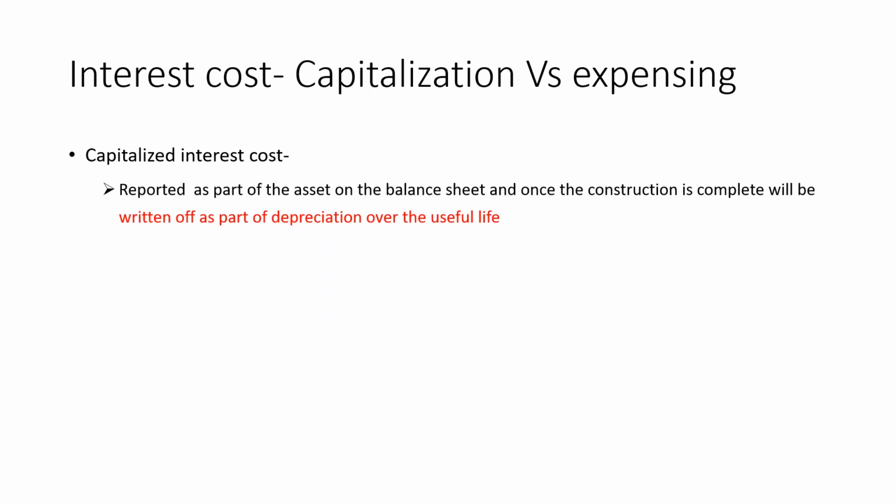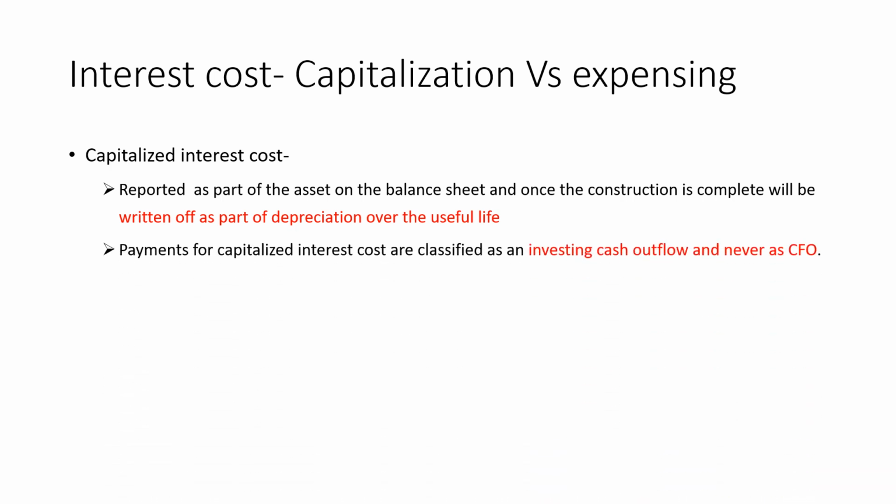Now let's see how we are going to treat the capitalization and expensing of interest cost. When we capitalize the interest cost, it should be reported as part of the asset on the statement of financial position, or the balance sheet. And once the construction is completed, it will be written off as part of depreciation over the useful life. The payments for capitalized interest cost are classified as an investing cash outflow and never as cash flow from operations.